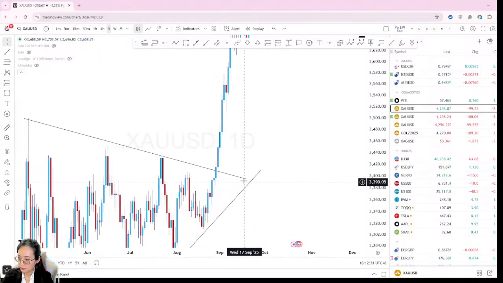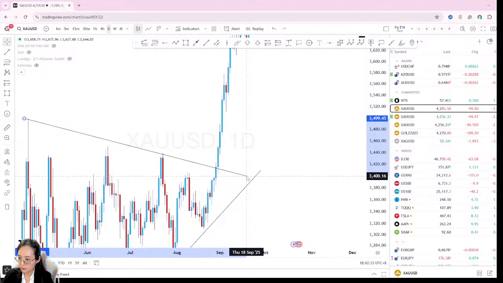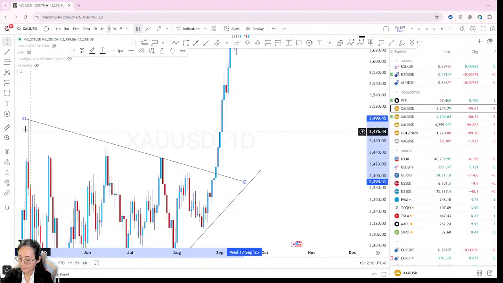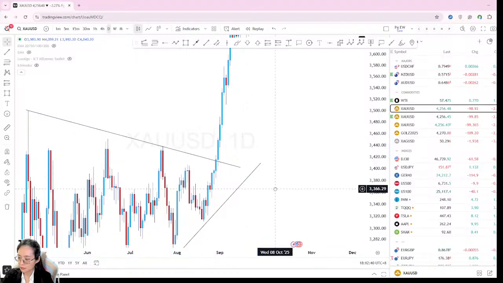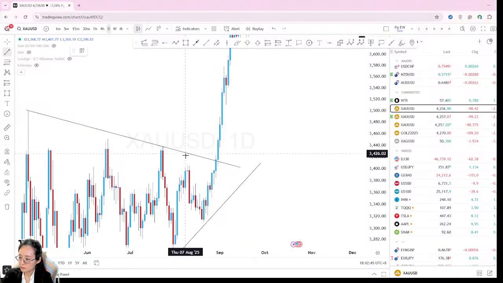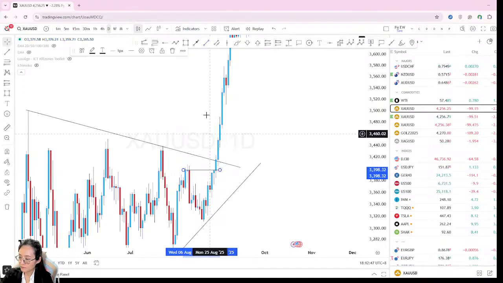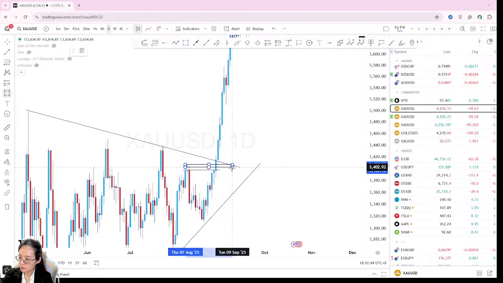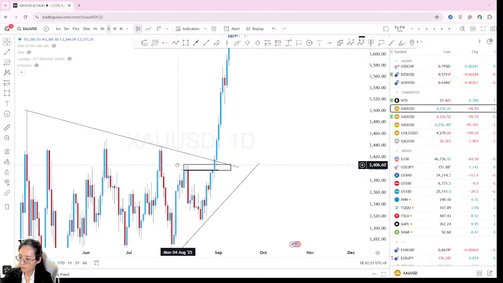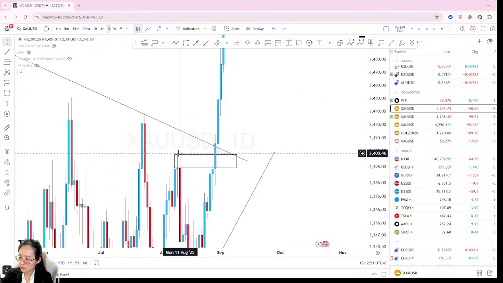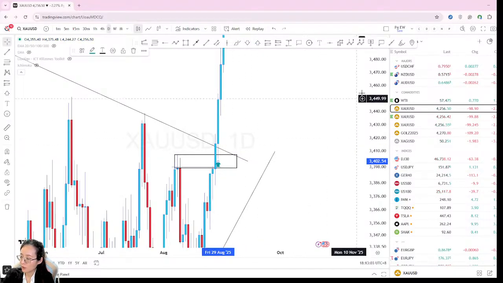I zoom in for you guys to see, right? I just put it here: broken, and this is my resistance. This was the zone from the wick and the body: breakout, pull back. So where is my entry? My entry is here, right?